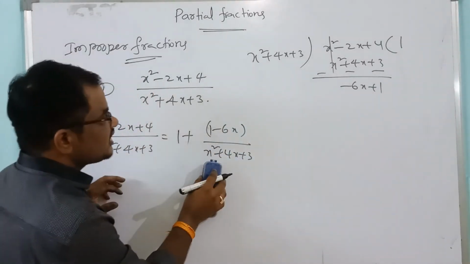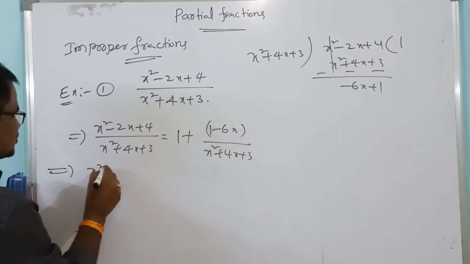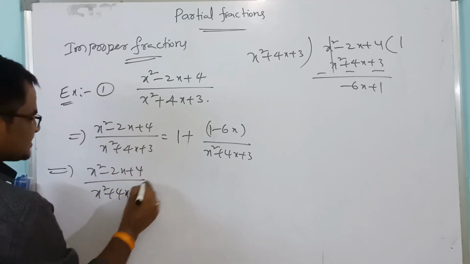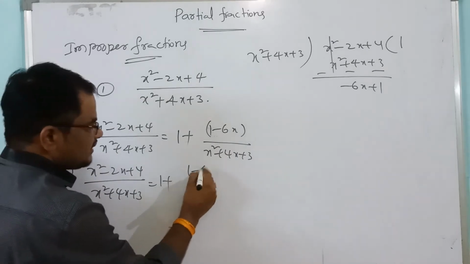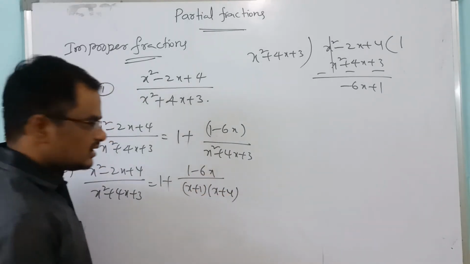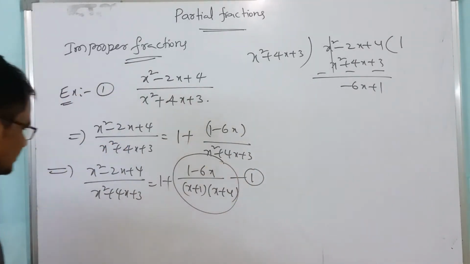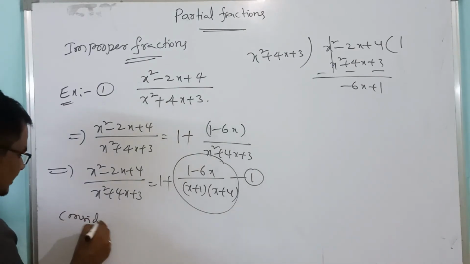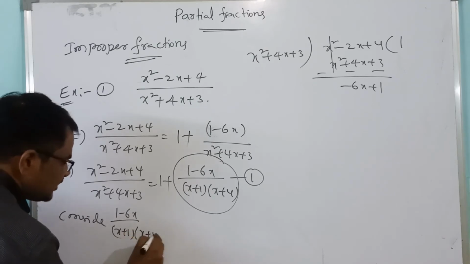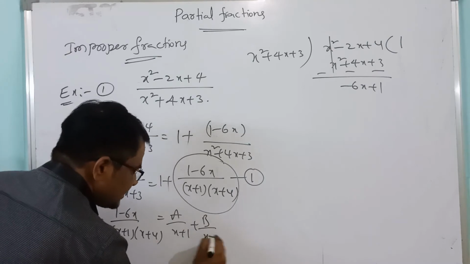Right? This x square plus 4x plus 3. So again you can write it as x square minus 2x plus 4 divided by x square plus 4x plus 3 equal to 1 plus (1 minus 6x) by (x plus 1) into (x plus 4). Now take this as equation number 1. From this one we have to consider 1 minus 6x by (x plus 1) into (x plus 4). This can be written as a by x plus 1 plus b by x plus 4.